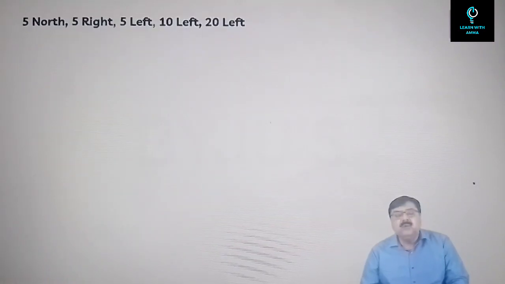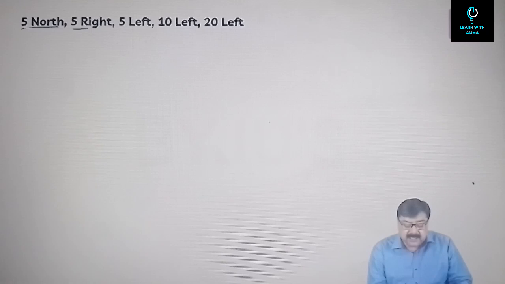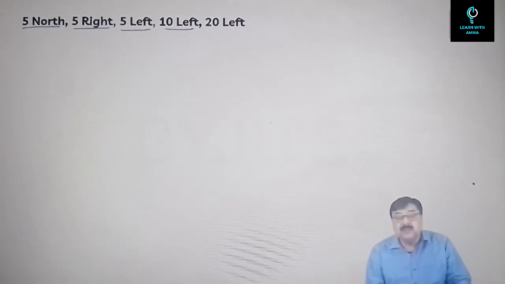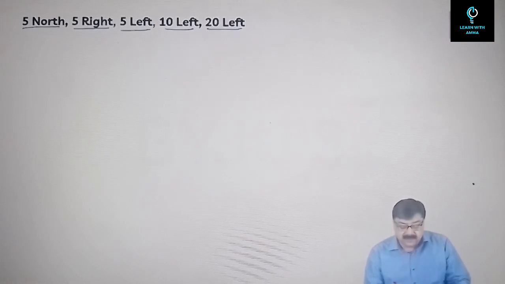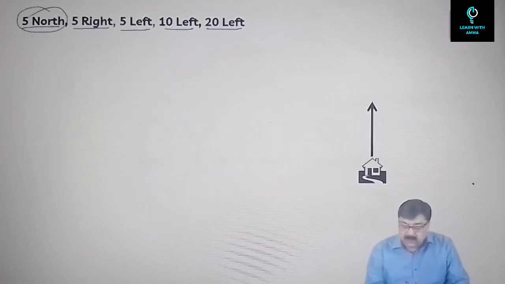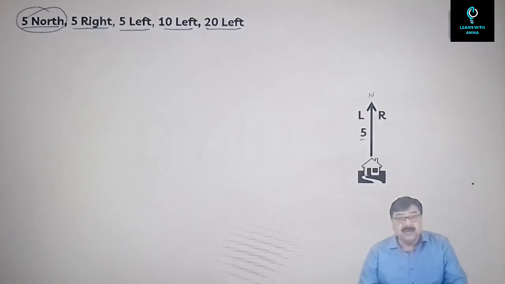Now let us learn how to draw diagrams in rough for such kind of questions. First, I have noted down this question in short. 5 kilometers north, then he takes a right turn, goes 5 kilometers, then 5 kilometers to left, then 10 kilometers to left, and finally 20 kilometers to left. He reaches his office. So let us start with the first instruction. Let us say this is his house. And then he moves 5 kilometers north. This is north. So 5 kilometers. So his left and right should be the same as our natural left and right.